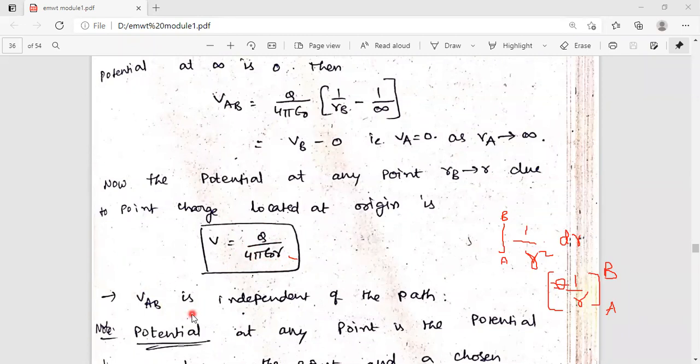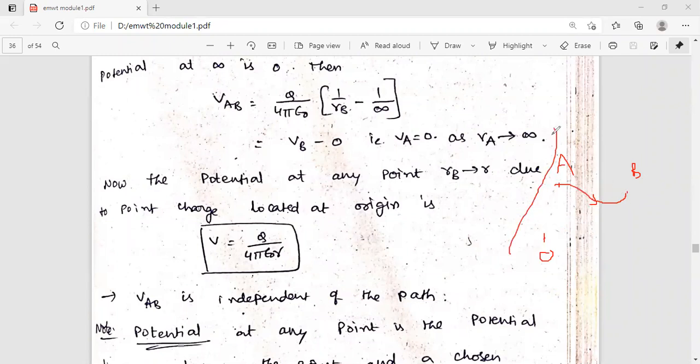Okay, and see here one important point is written, VAB is independent of the path. What is the meaning of this statement? Suppose earlier we considered that this is our origin O, and this is A and this is point B. Now the path taken by the charge is this. This is what we assumed initially. So when the charge is moving along this path A to B, we have written the potential difference between these two points, and this is the direction of the electric field, for example.